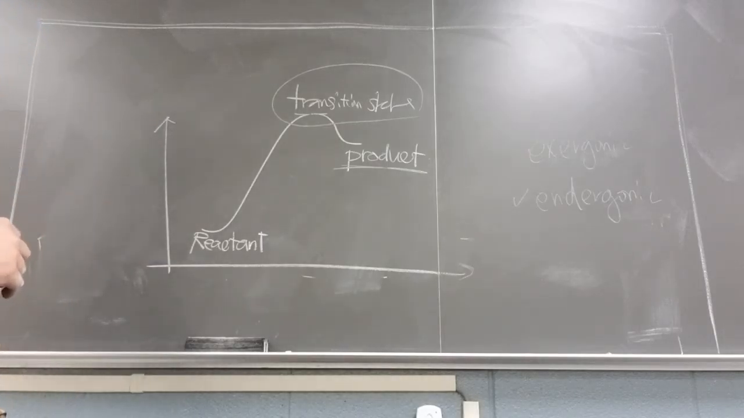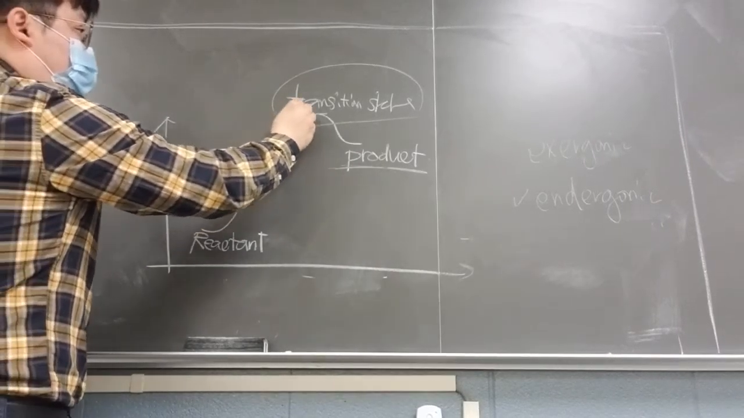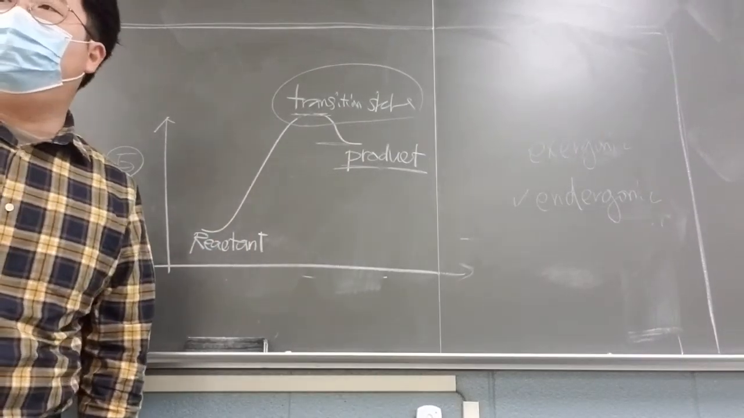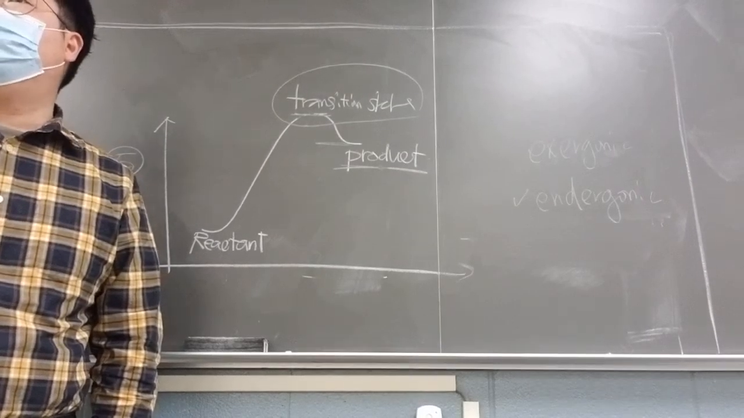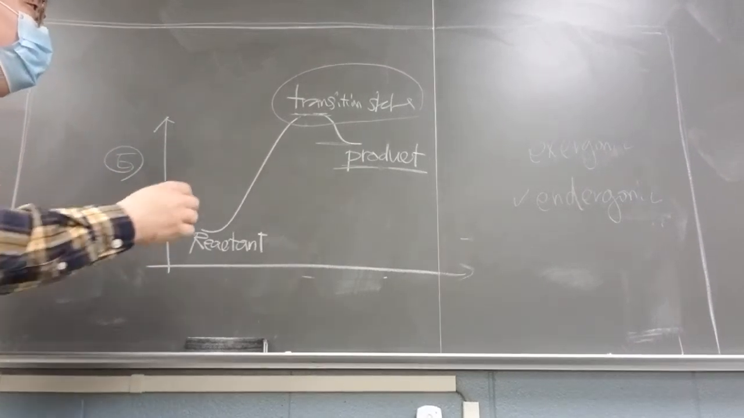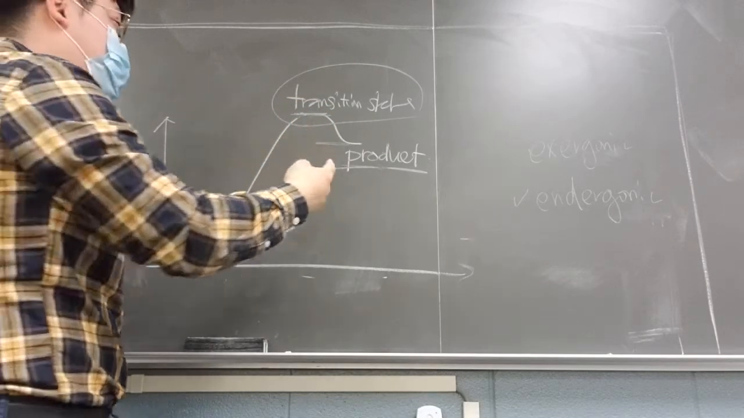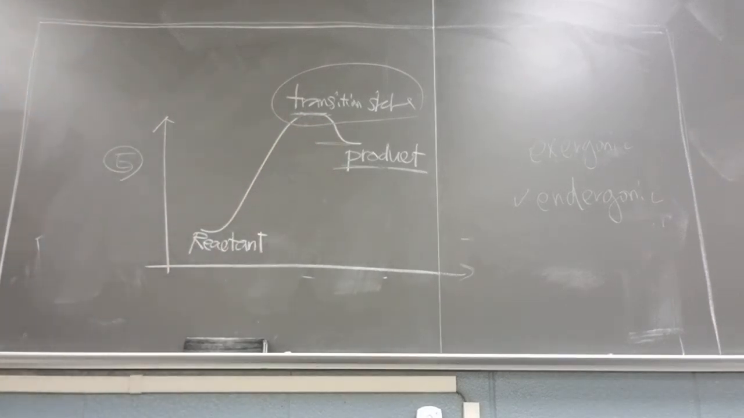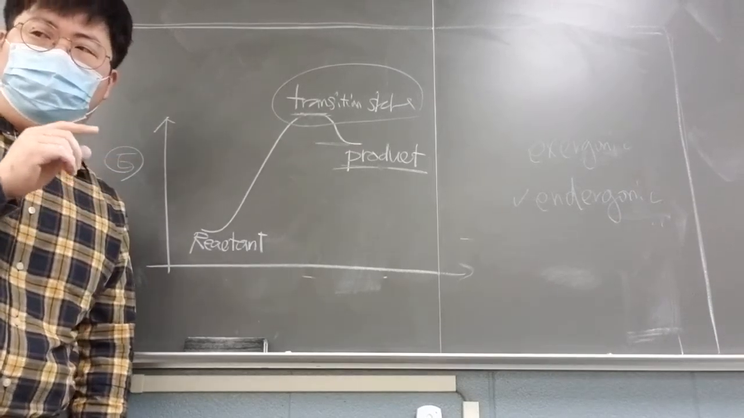This is the energy diagram of a chemical reaction, and this is the reactant, and this is obviously the product. Can you guess what this is? It's a transition state. And then you can tell me if this is an endergonic or exergonic reaction, and also whether this transition state resembles the product or the reactant.